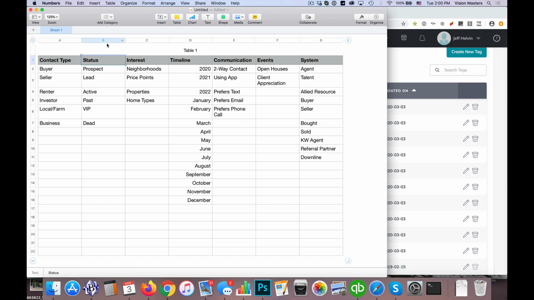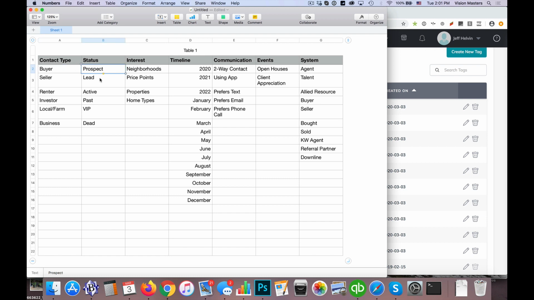Another one would be a status. If appropriate, where are they in that particular category? So status would be prospect. Are they a buyer prospect or a seller prospect? These could fit for multiple contact types. So rather than having a prospective buyer, prospective seller, active seller, we break it up into 2 different categories so that they can match both.